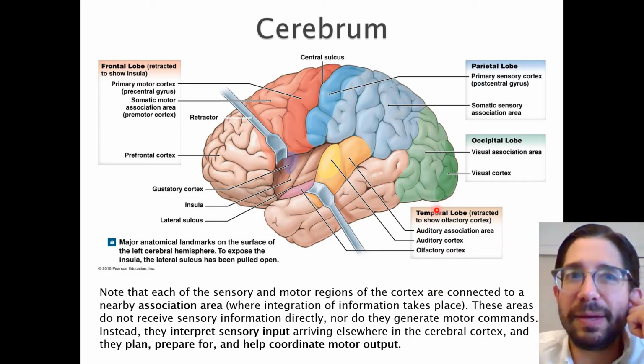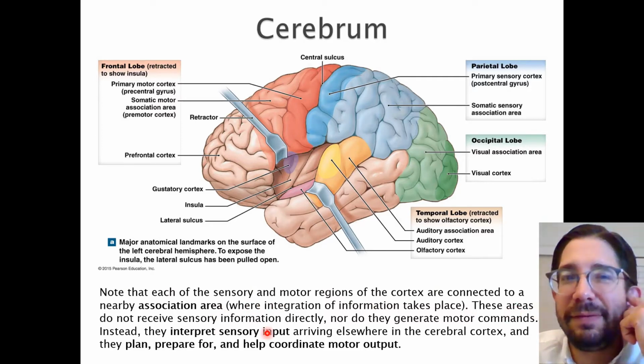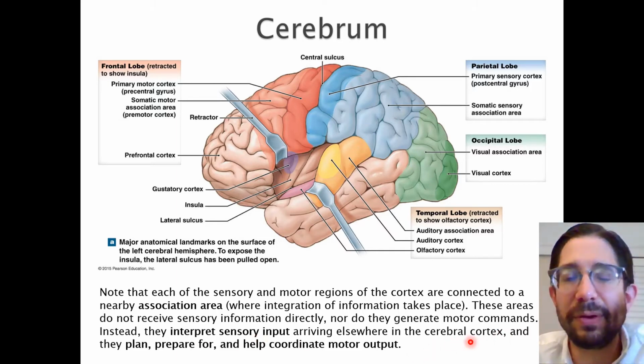And then you can see the other lobes here. This is really a great picture to see how the insular lobe is tucked away, hidden inside of the brain. And we can see one thing it has is the gustatory cortex to help process the sense of taste. Now, if we read below, we'll see a note that each of the regions of the cortex have a nearby association area. And so we said that, what do these do? Well, they're not receiving sensory information directly or directly generating motor commands. They are making associations. They're trying to interpret sensory input coming from elsewhere in the cerebral cortex, because the parts of the brain are in constant communication. So they're going to use that information to create an understanding of your world.